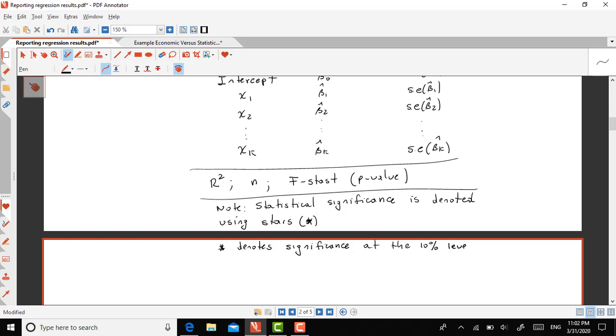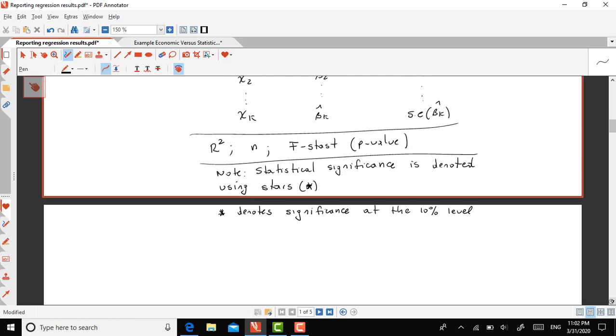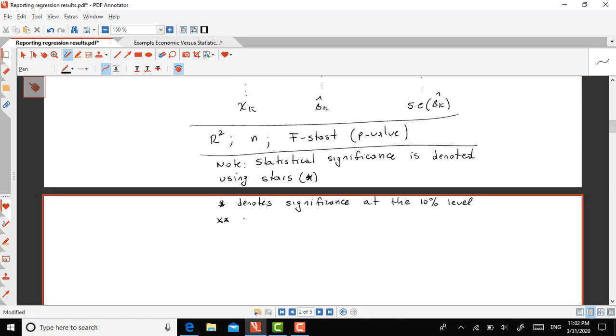10% level. Two stars denote significance at the 5% level. And I know that you know how to identify that. And three stars denote significance at the 1% level.